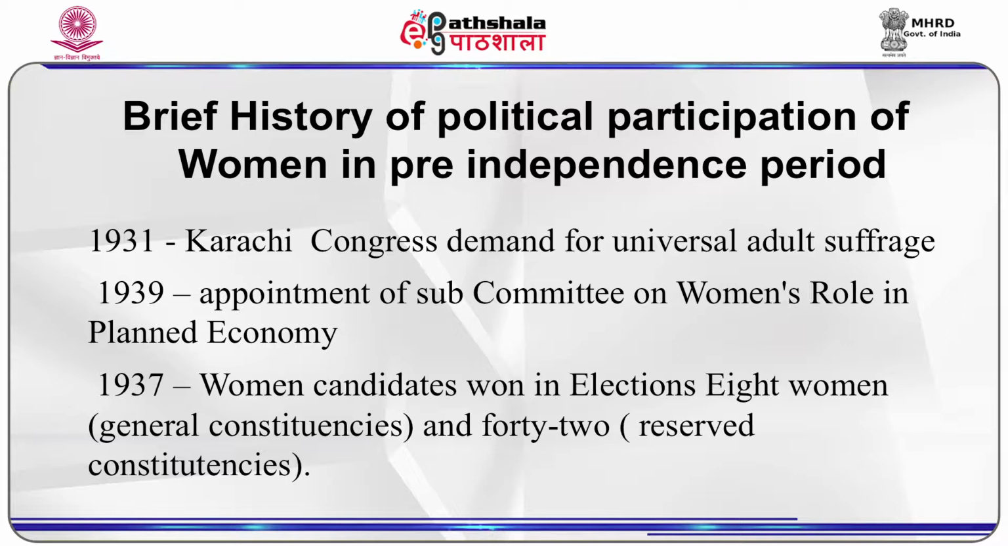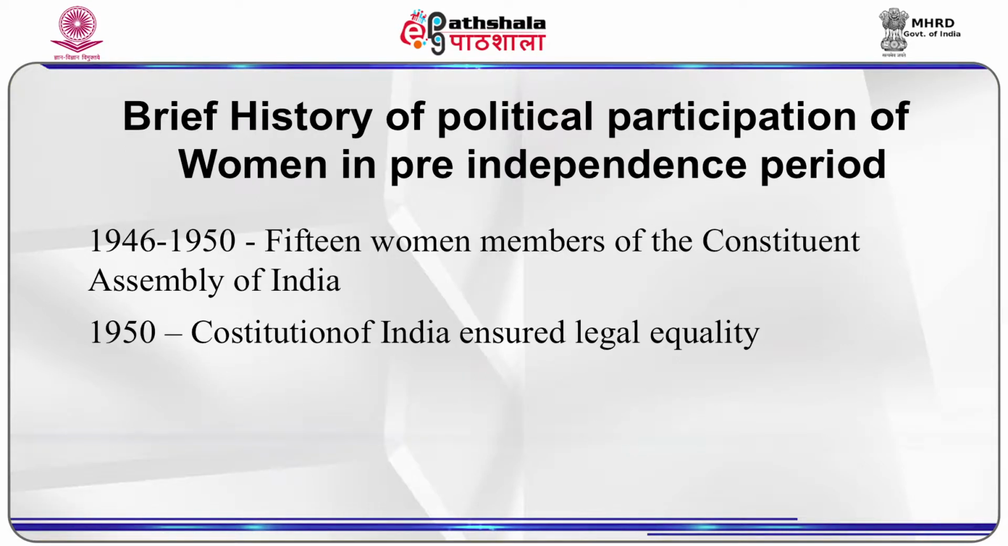The demand for universal adult suffrage was made by the Fundamental Rights Resolution of the Congress in 1931. In 1939, the Subcommittee on Women's Role in Planned Economy was appointed. In the 1937 elections, women participated with great enthusiasm. Eight women were elected from the general constituencies and 42 won from the reserved ones. Fifteen women were members of the Constituent Assembly of India, which drafted our Indian Constitution.